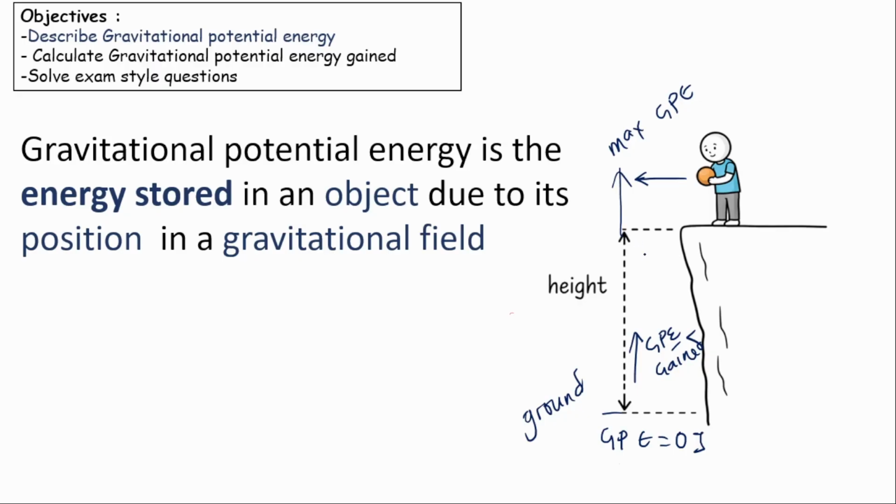So gravitational potential energy depends on the height of an object above the ground, with 0 at ground level, and then the higher that object is, the higher the gravitational potential energy. Think of it as stored energy, ready to be transferred when the object falls.